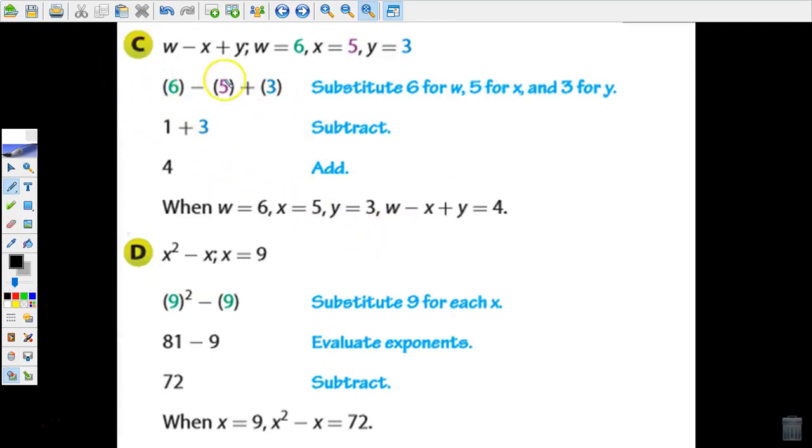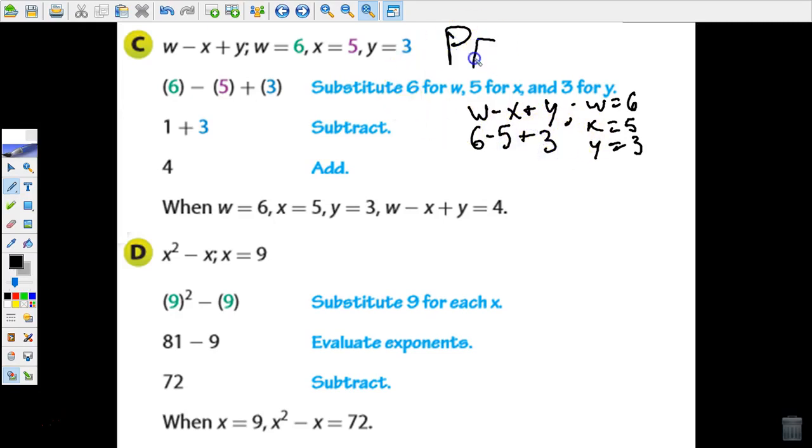Okay. Not hard. There's just 3 variables. It's not hard at all. So I get w minus x plus y. Okay, semicolon. They're saying w equals 6, x equals 5, and y equals 3. So I plug them in. W is 6 minus 5 plus 3. Okay, PEMDAS.